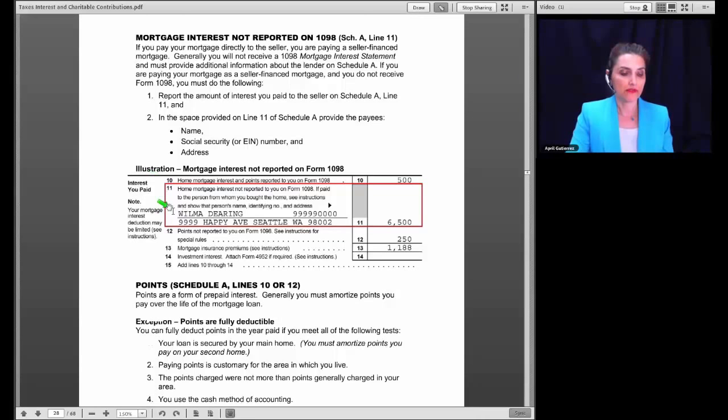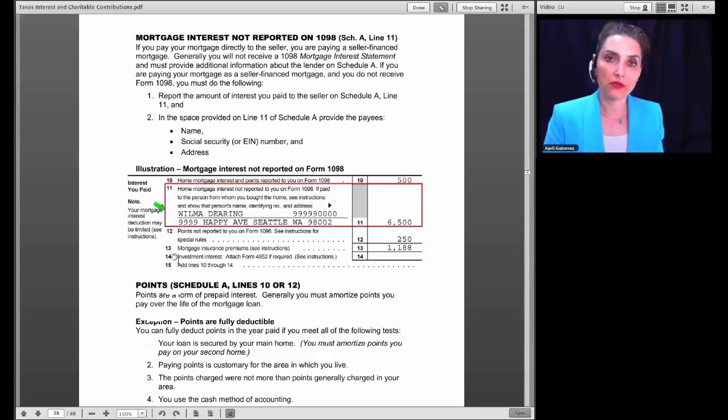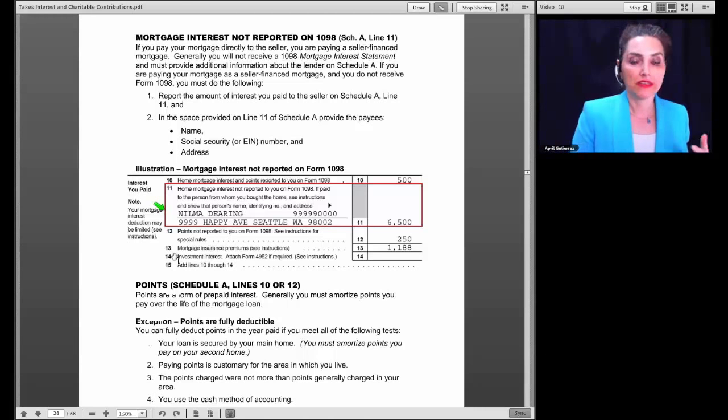The other place that I often use line 11 is when there's a deduction being claimed for, say, a motor home. Motor homes qualify as second homes. Travel trailers can qualify as second homes. To meet the definition of a second home, they simply have to provide sleeping and cooking facilities. I think they're supposed to have a bathroom as well.